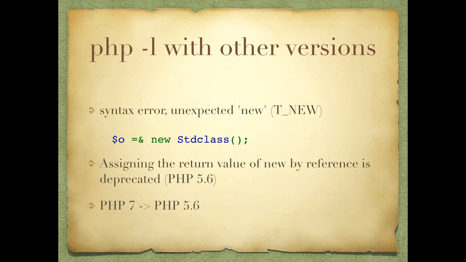This one has been a warning, so depending on your error level, you're probably not aware of it. When you go to PHP 7, that's going to be directly an error. Again, that's a very common mistake.